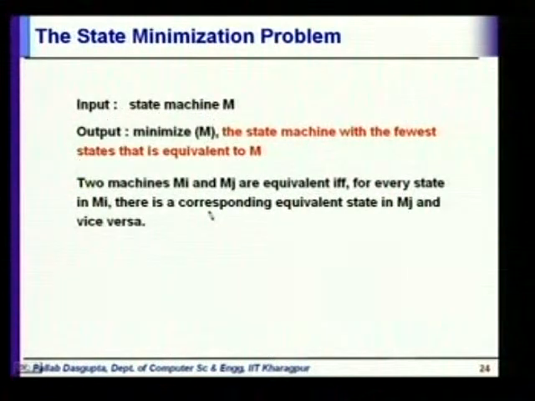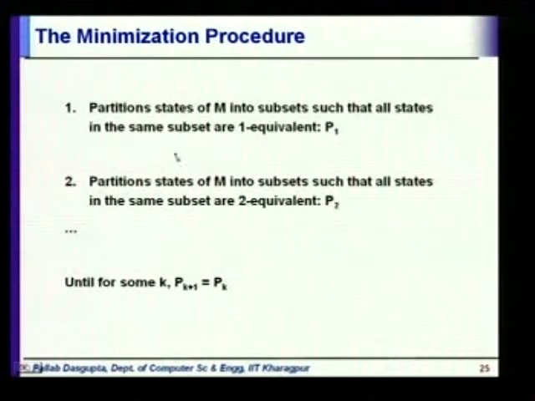So, the state minimization problem is like this: minimize M, that is, find the state machine with the fewest states that is equivalent to M. Two state machines Mi and Mj are equivalent if for every state in Mi there exists a corresponding equivalent state in Mj and vice versa. So, this is the equivalence between state machines. This is the minimization of a single state machine. They are equivalent problems.